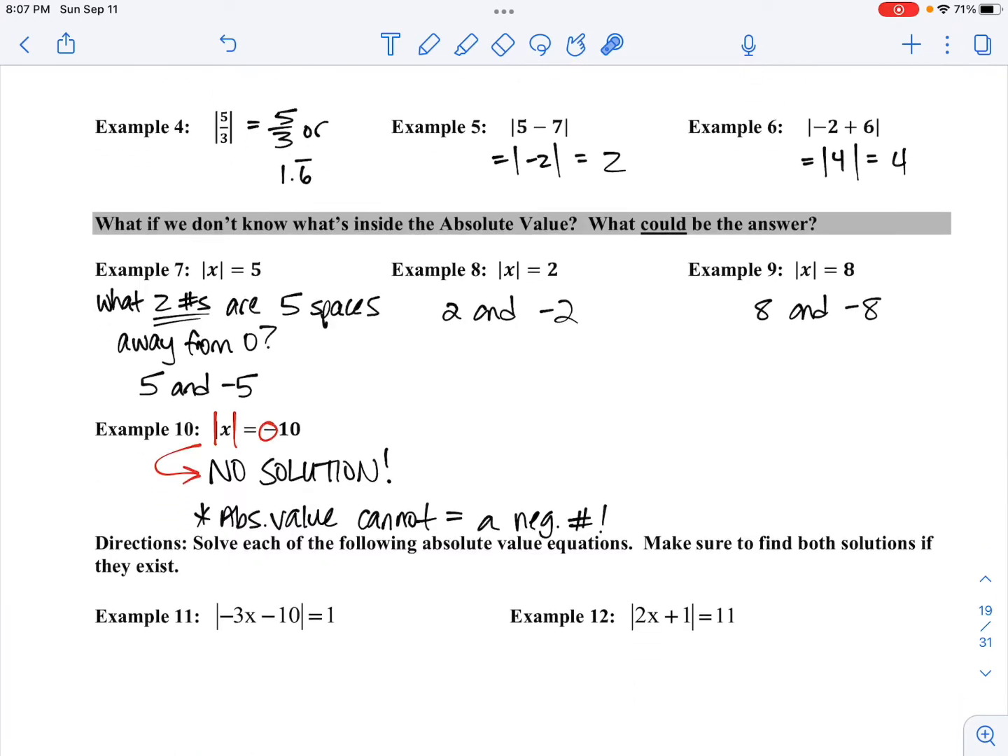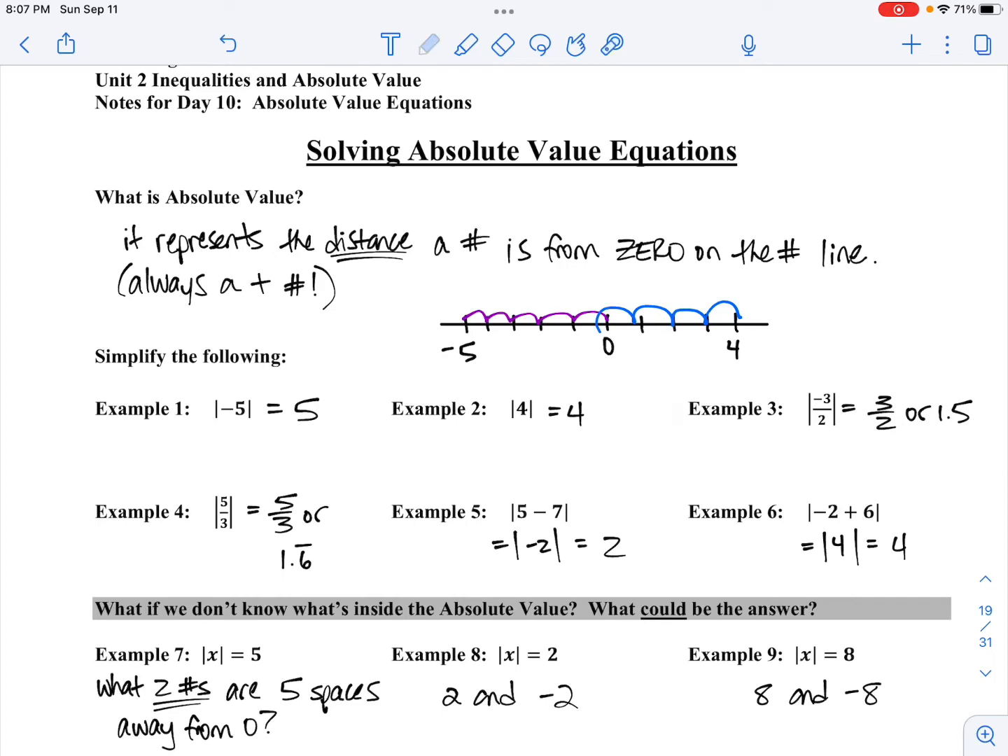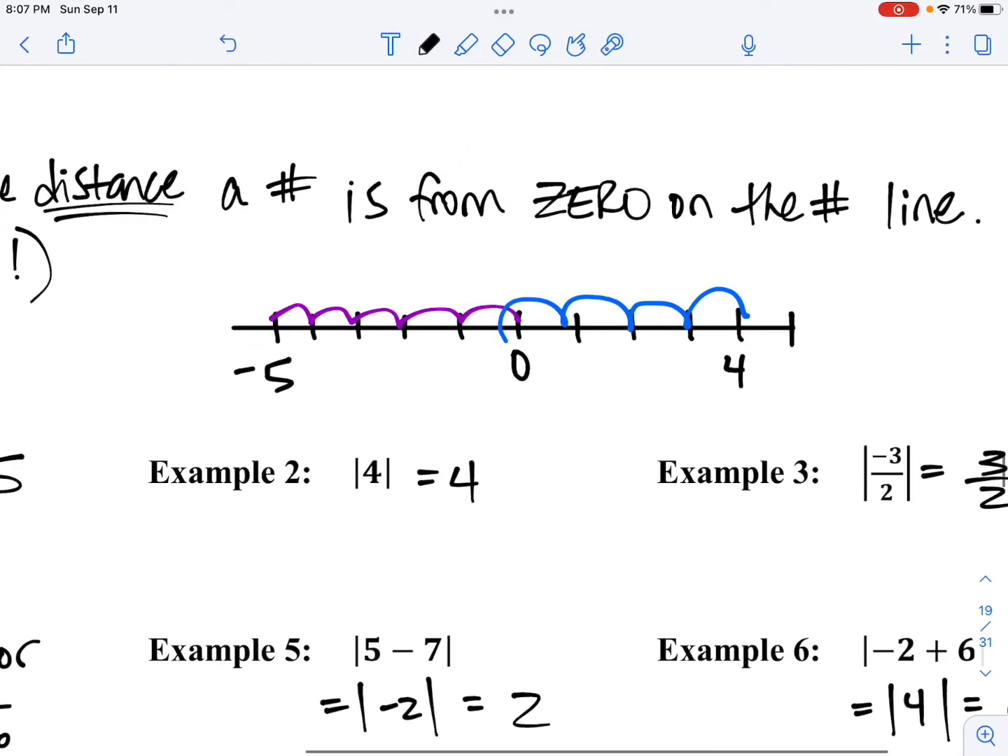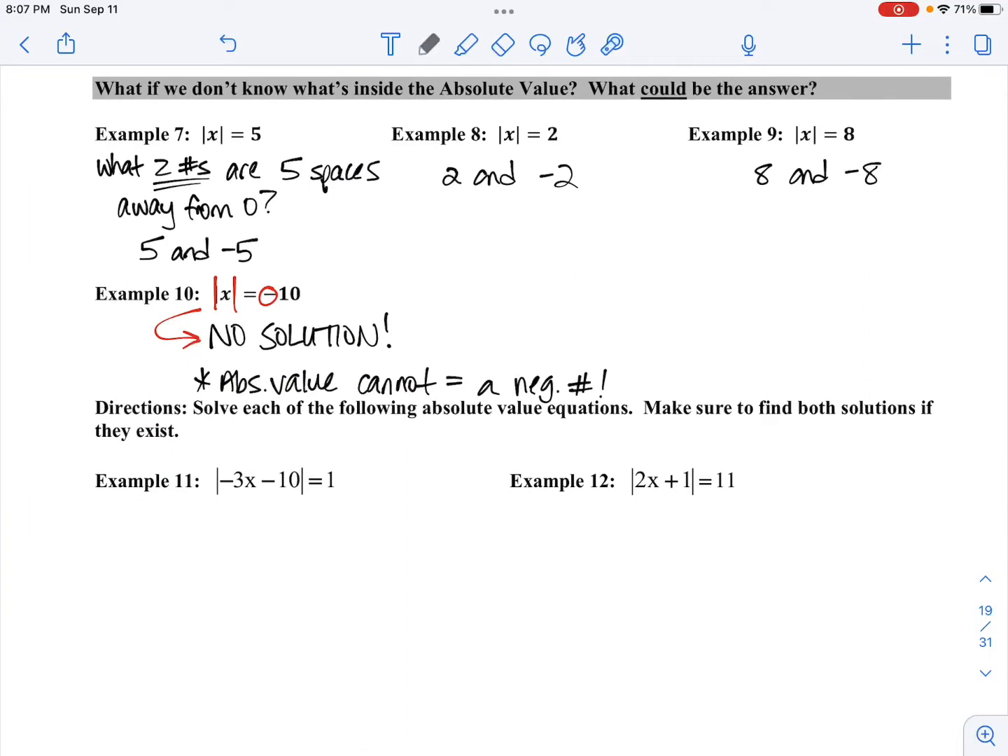For these, what we need to do is a little bit interesting: can you work backwards? Can you tell me what two numbers are 5 spaces away from 0? +5 is 5 spaces away from 0, but also -5 is 5 spaces away from 0. Look at my number line up here. If I put 5 on this number line right here, this number is 1, 2, 3, 4, 5 spaces away from 0. This number also happens to be 5 spaces away from 0. So there's actually two numbers there when you solve the equation that give you the absolute value of 5.